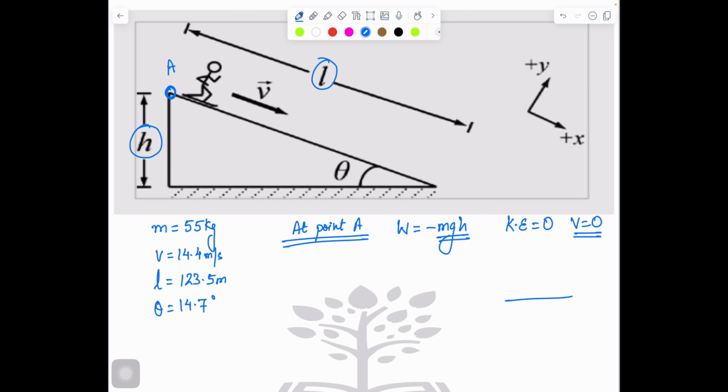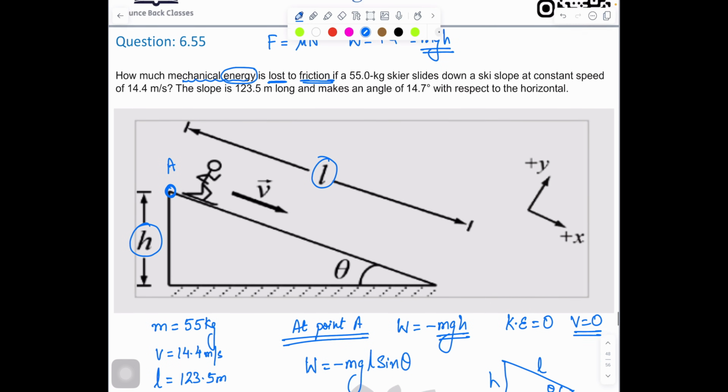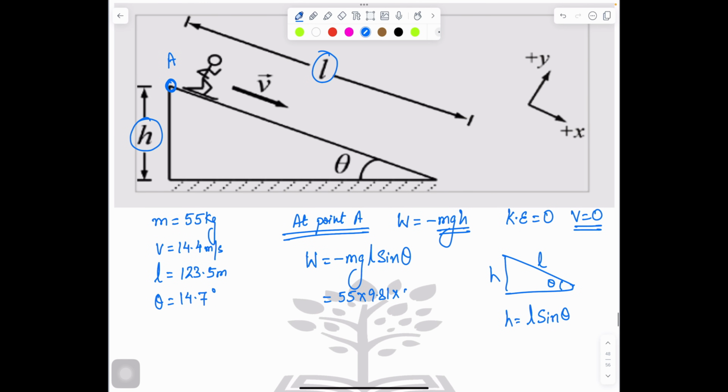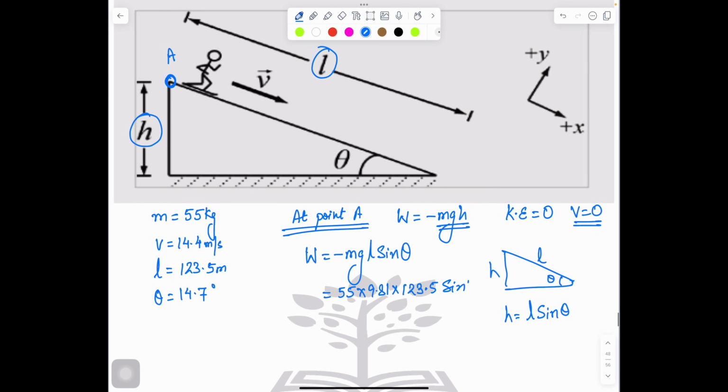Let's say you have this triangle with you. Okay, there is angle theta, this is your height h, this is L. So h will become L sine of theta. So we can solve: work done is equals to negative mg, h is L sine of theta. Place the values. M is 55, multiply 9.81, multiply L is length, 123.5, sine of, what is the angle, 14.7 degree. Yes or no? Do you understand? This is your work done. So place all the values and solve it.